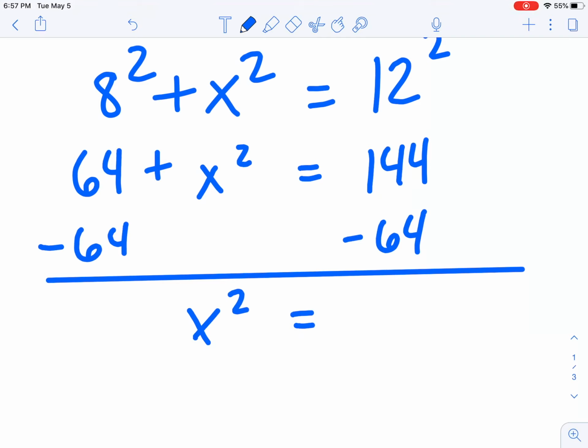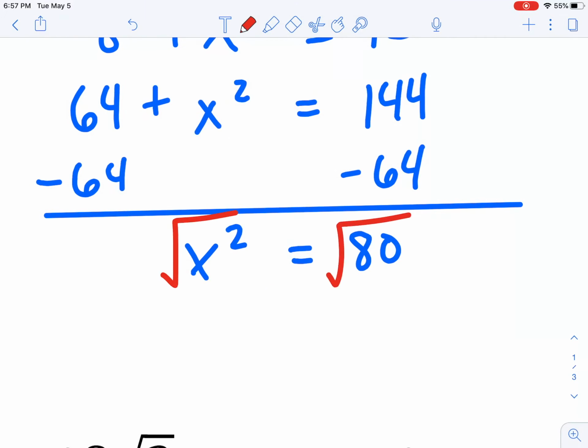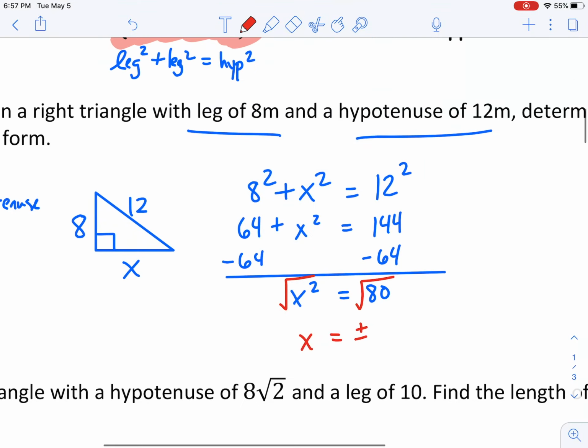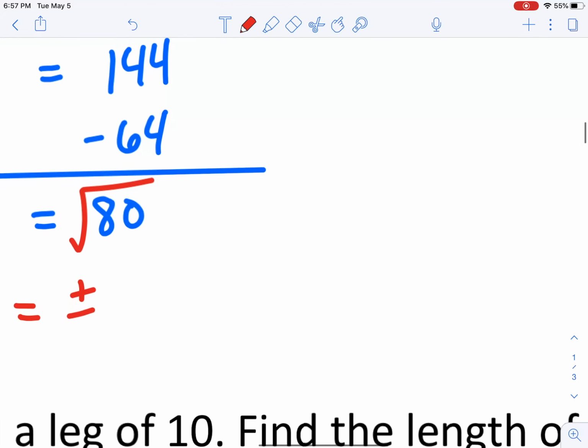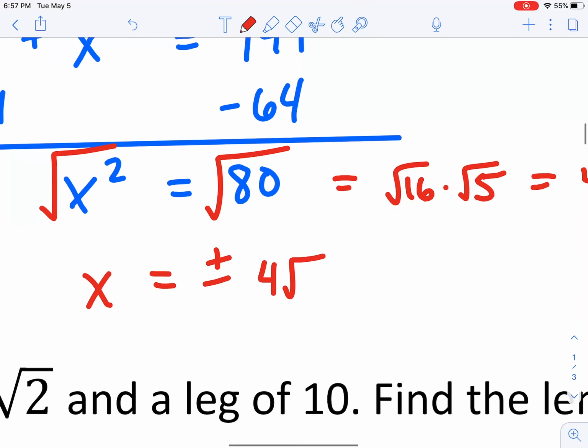X squared then equals 144 minus 64, which is 80. Now we're going to take the square root of both sides. So x equals plus or minus, well, 80 is not a perfect square, but it does split into radical 16 times radical 5. Radical 16 simplifies to just a positive 4, so this is 4 radical 5. So this is plus or minus 4 radical 5.